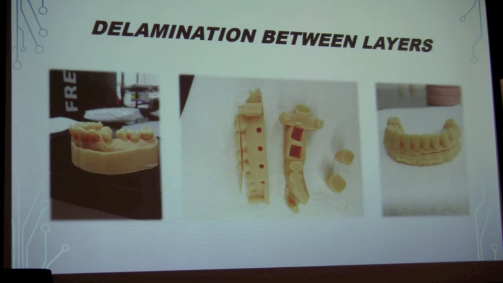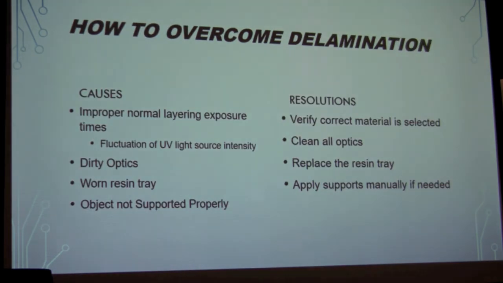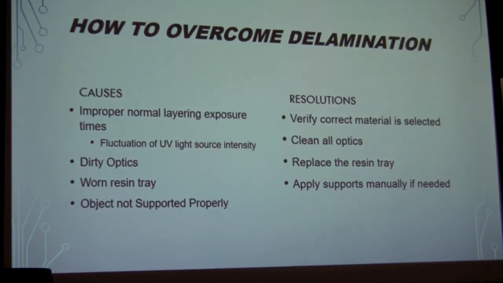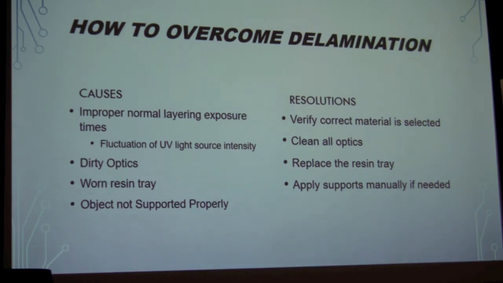So we also have delamination between layers. This can also be very frustrating, and the causes of that would be improper normal layering exposure times. The light sources on some of the lower quality printers can have a fluctuation in the LED intensity itself. LEDs, as we know, degrade over time and they can become less powerful. And actually they even have a break-in period where they become a little bit more intense right when we first get the printer.